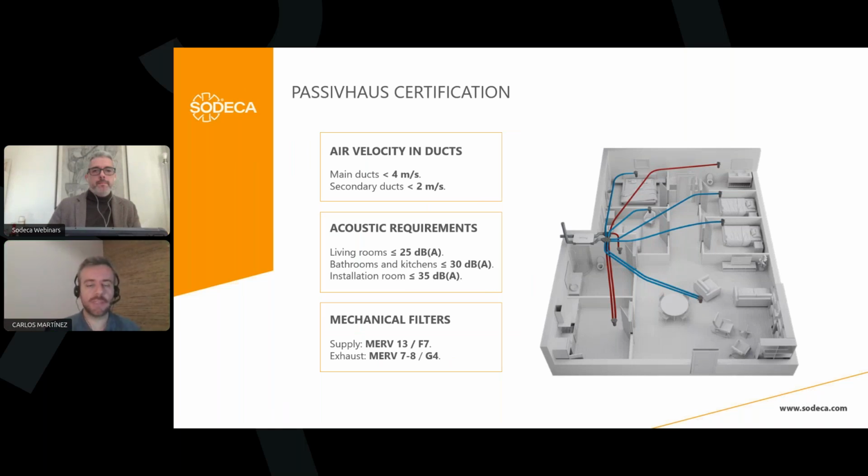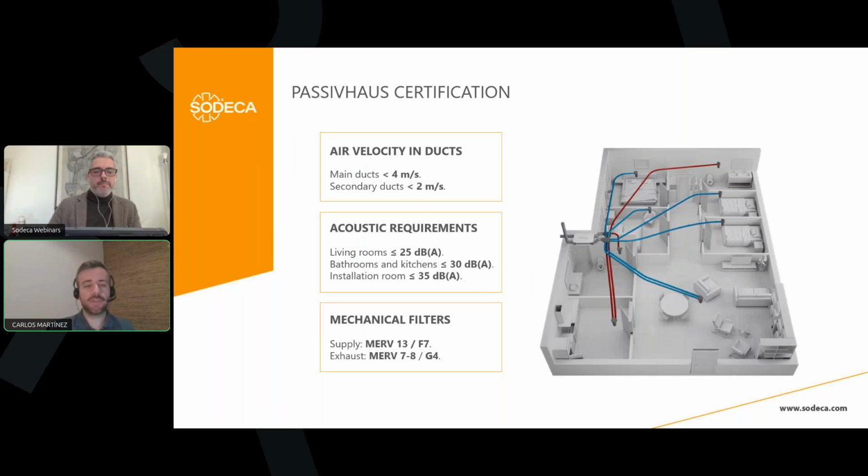Regarding the acoustic requirements, okay, the noise is one of the most important factors to bear in mind in the ventilation system design. Normally, most of the complaints about the installation are about the noise, so Passive House takes care of the noise also with these acoustic requirements. The noise pressure needs to be less than 25 decibels in the living room, less than 30 decibels in bathrooms and kitchens, and less than 35 decibels in the installation room, okay, the room where we are installing the equipment.